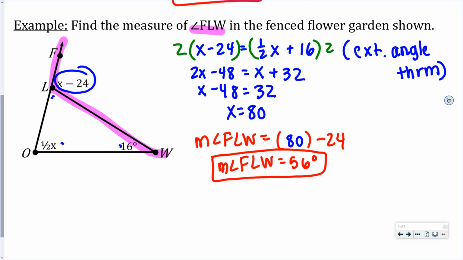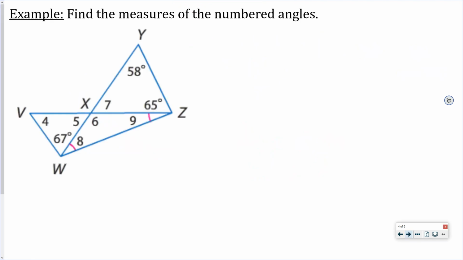All right, so there's two really good classic examples of both theorems that are new for us today. All right, 2 down, 4 to go. Let's try one that's a little bit more of a puzzle. These ones are fun. Find the measures of the numbered angles. So we have angle 4, angle 5, angle 6, angle 7, angle 8, angle 9. We have to find. Holy smoke.